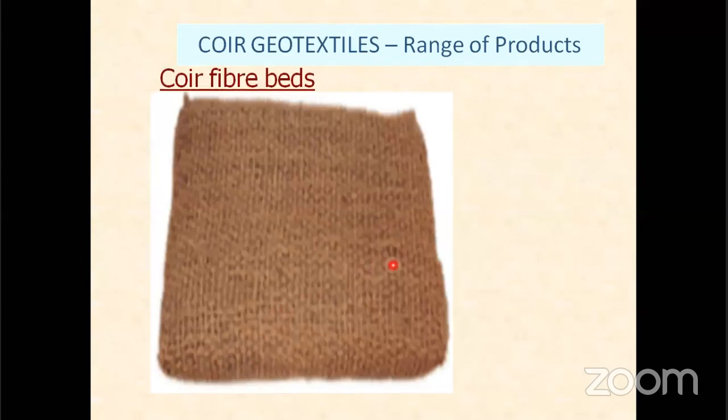The next one is coir fiber beds. Here, mesh mattings are stitched together to form a pouch and then filled with coir fiber. The ends are stitched to form the fiber beds, the thickness of which varies from 20 to 25 centimeters as per our requirement. They are mainly used as wave energy dissipators.